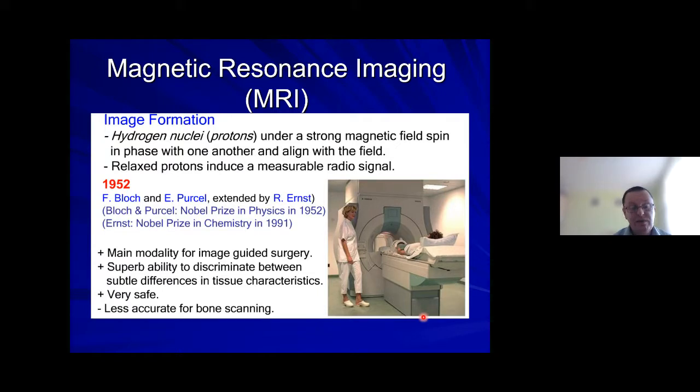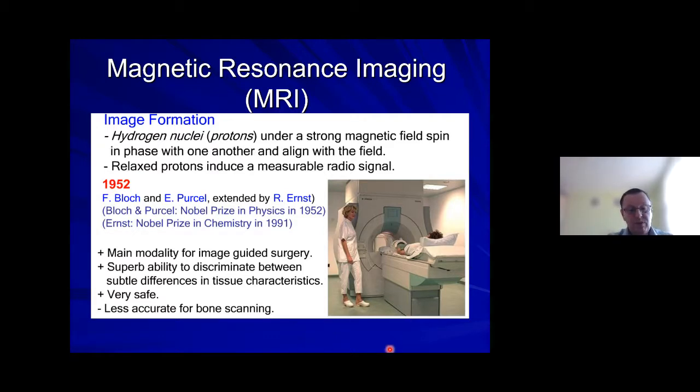So we will touch on different methods of receiving images. As I mentioned, with MRI, the difference is in the physical principles: hydrogen nuclei, protons, under a strong magnetic field spin in phase with one another and align with the field, and during relaxation they induce a measurable radio signal. We can register this and convert it into digital format. As a result, we can use it as a source for visualization.